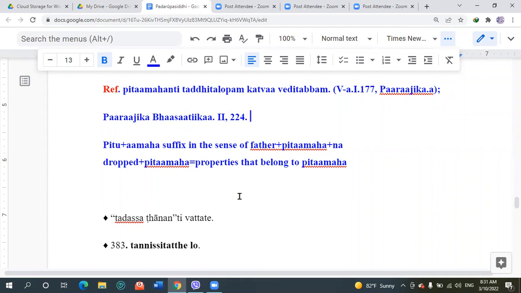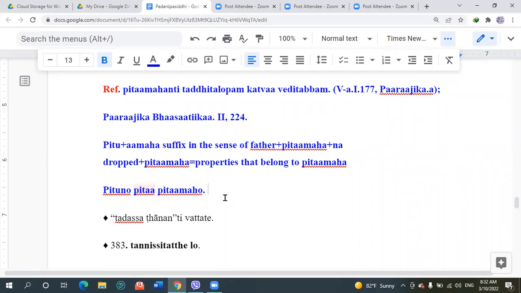Like Piduno Pita Pidamho. Very strange. Piduno Pita Pidamho, like yeah. So the Amaha suffix takes the sense of pita, pidu, piduno pita. Pita is, we can say, a Taddhita name. So pidu is Taddhita, like the father of the father, that means grandfather.